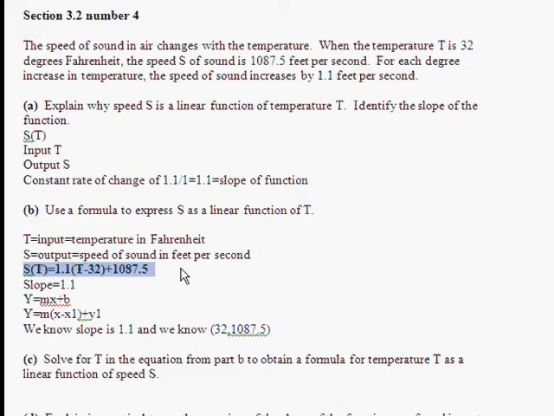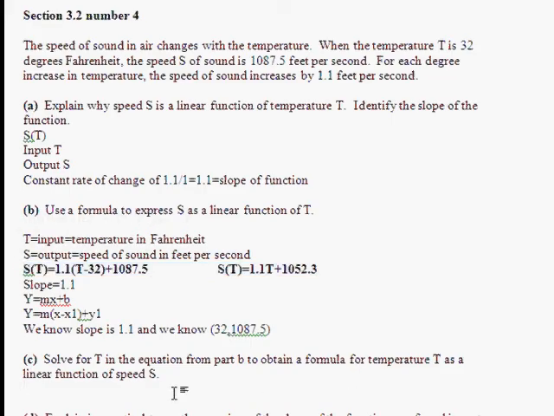You could also rewrite that, simplify it if you like, so that it is in the form mx plus b. If you distribute that 1.1 and simplify, you get the equation s of t equals 1.1 times t plus 1052.3. So either one of these equations is fine to use as the equation of this line.